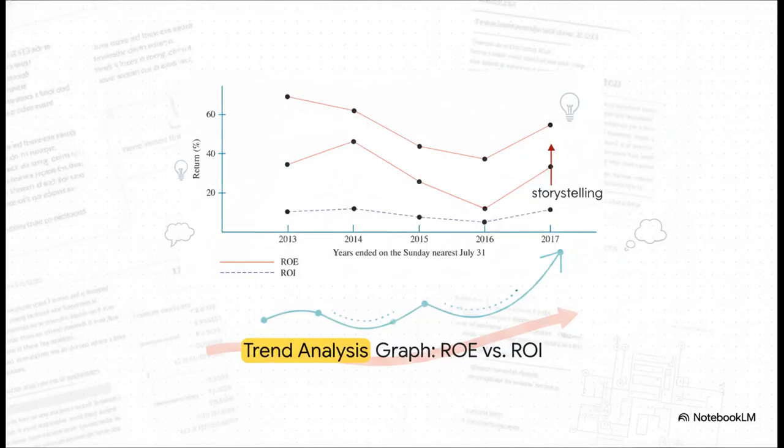Visualizing this data exposes instant narratives. When you look at a trend graph comparing return on equity and return on investment for Campbell's Soup between 2013 and 2017, you can immediately see the narrative arc. There's a noticeable dip in ROE in 2016 before a sharp recovery in 2017, while ROI remains much more stable. Graphs like this tell a story so much faster than a table of raw numbers ever could. It really brings the whole financial picture into focus in a flash.